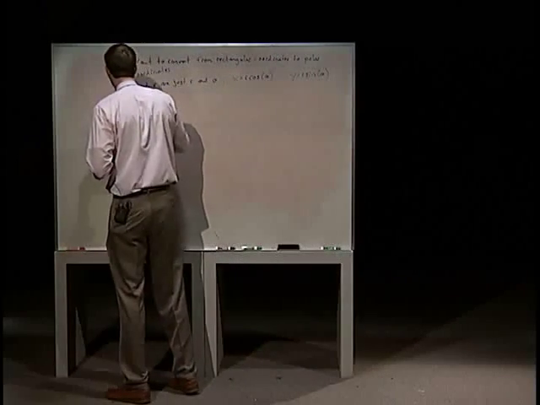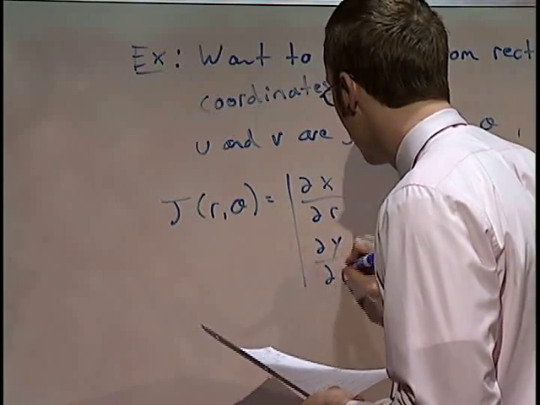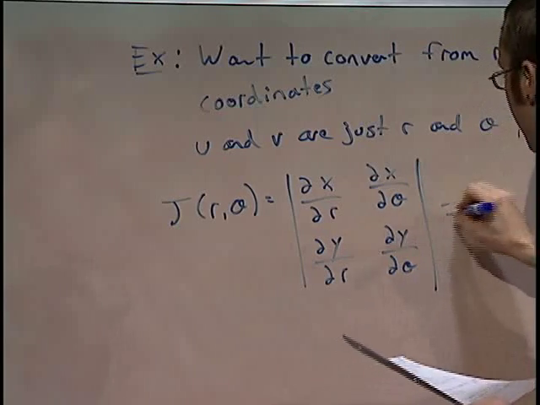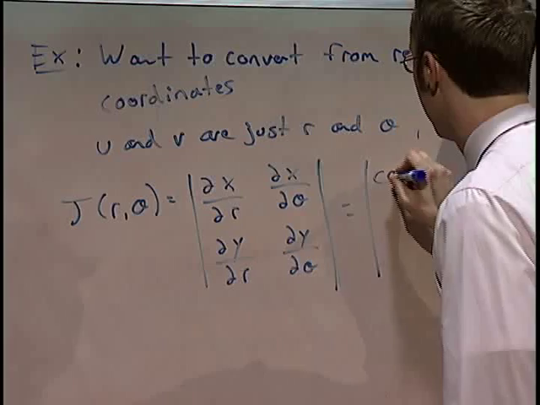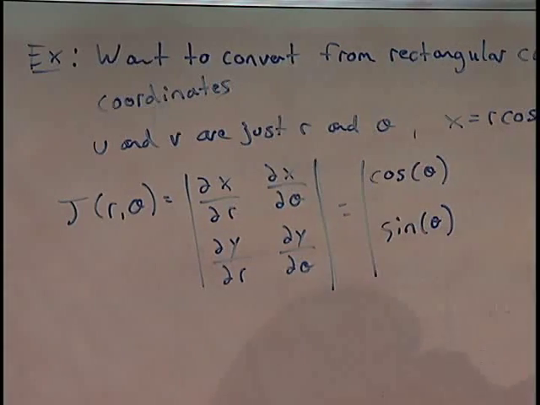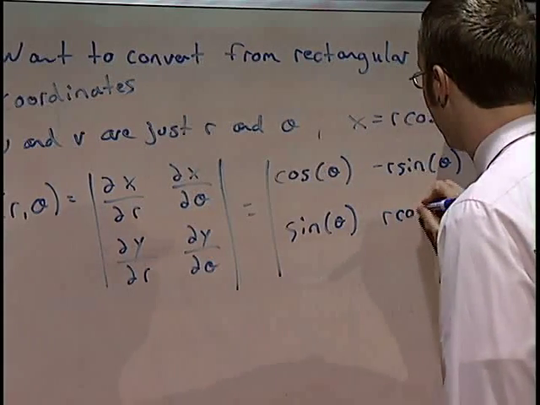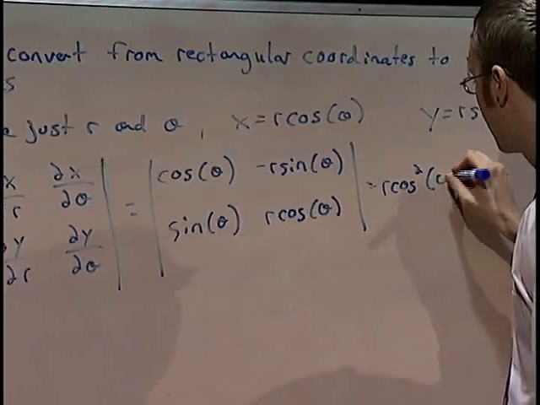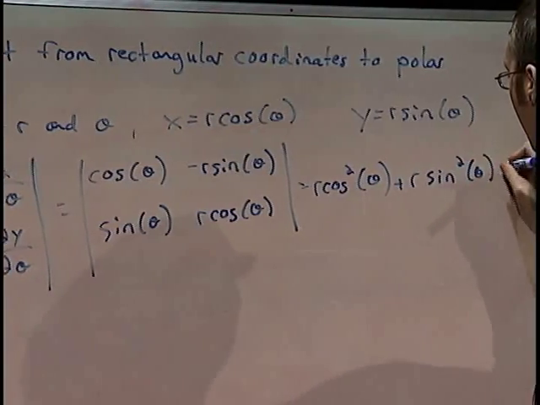Okay, well, what's the Jacobian determinant here? Well, we need partial x, partial r, partial y, partial r, partial x, partial theta, partial y, partial theta. All right, that's the determinant. And so what are these things? Partial x, partial r is just cosine theta. Partial y, partial r is just sine theta. Partial x, partial theta is negative r sine theta. Partial y, partial theta is r cosine theta, right? And so multiply these out, you get r cosine squared theta minus negative r sine squared theta, which is plus r sine squared theta, which is equal to just r.